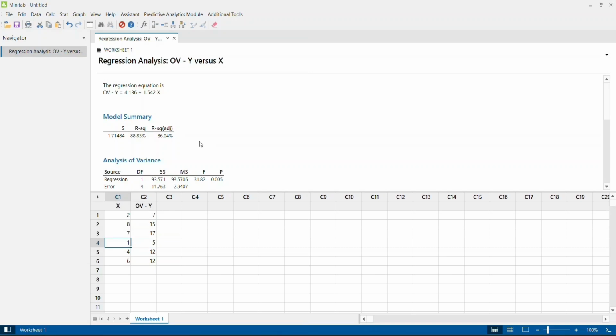I hope this video was helpful for you to understand how to perform simple linear regression using Minitab.